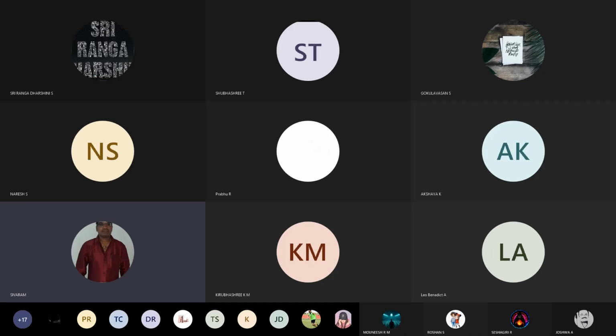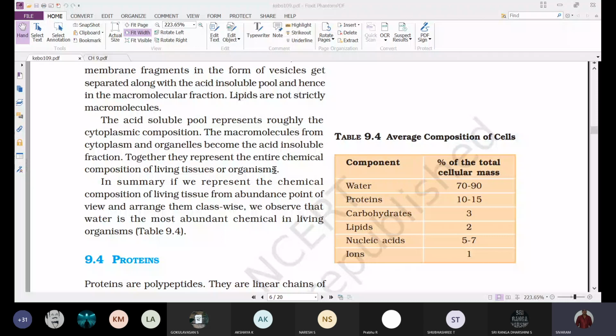Okay, there are other bio-macromolecules present. When you observe here, proteins, nucleic acids, polysaccharides, and all that. We'll discuss one by one. When you observe here, lipids are strictly not considered as bio-macromolecules.